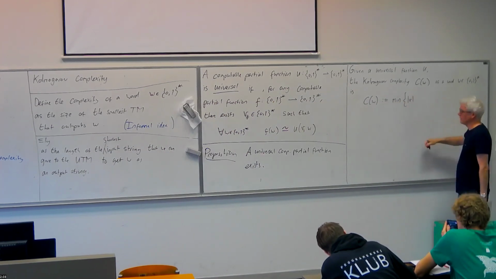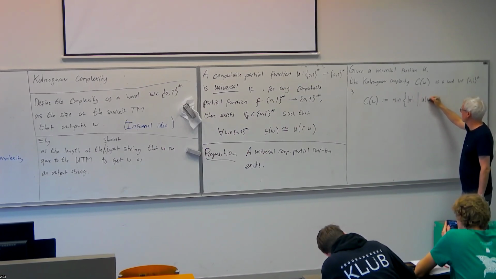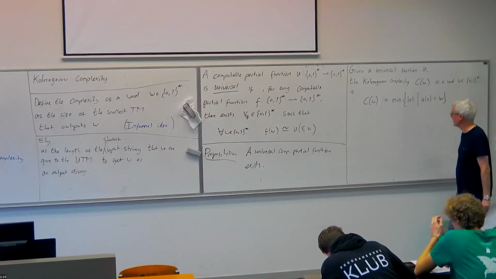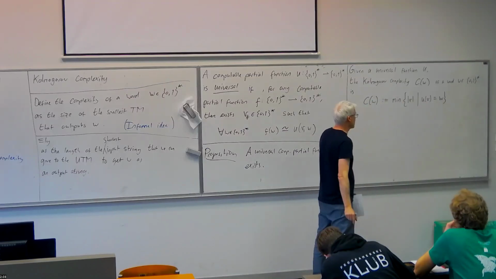It's simply V, the shortest length of string V, such that U of V is W. The shortest length of the shortest input we can give to the universal function, so that we get W back.